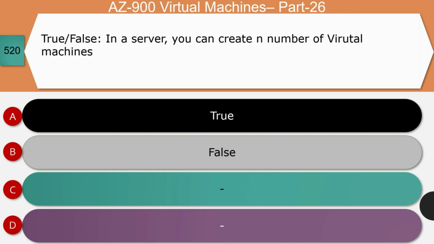Next question, true or false? In a server, you can create n number of virtual machines. Is it true or false? The right answer for this question is true. You can have more than one VM created in a server machine using a hypervisor. For example, Hyper-V has a hard limit of 1024 running virtual machines on a single server. So if it is more than one, the right answer for this question is true.